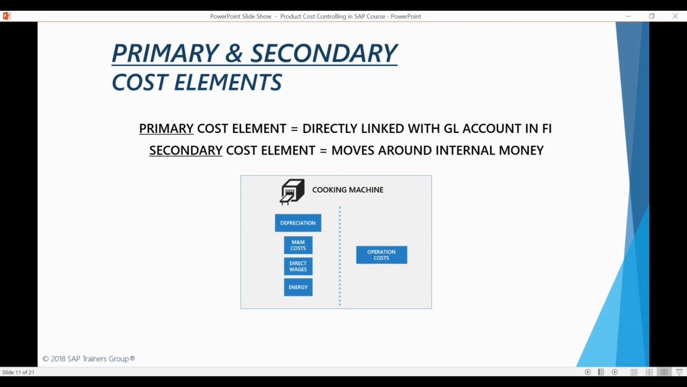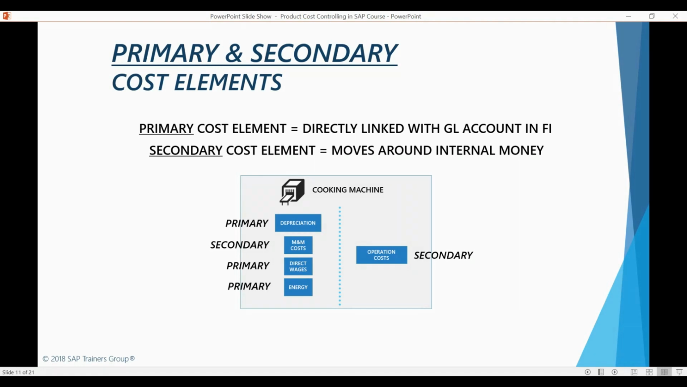Let's look at our cooking machine cost center and see which of the cost elements are primary and which are secondary cost elements. The maintenance and management cost element is a secondary cost element, as it is a combination of all M&M costs. Operation cost is a secondary cost element, as it is a combination of all cooking machine-related costs.